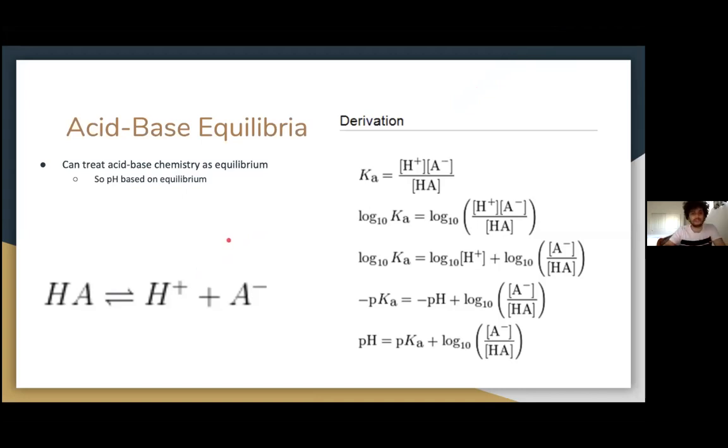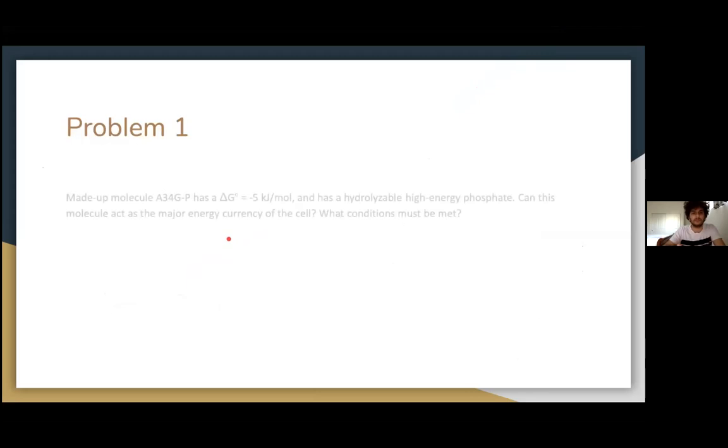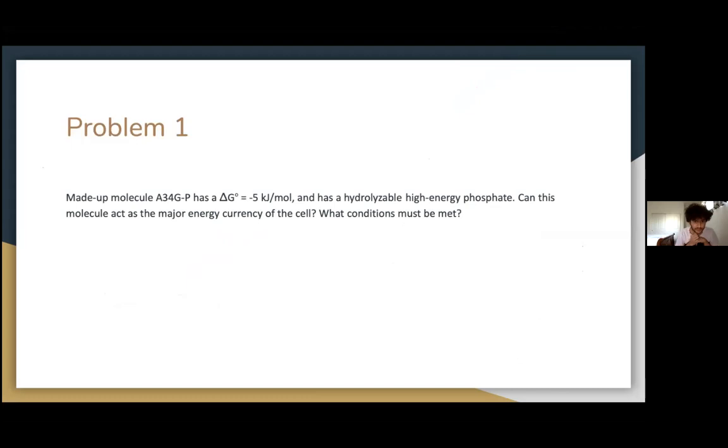All right, so let's just do one quick example problem. So there's this made-up molecule, A34G-P, P representing a phosphate group, has a delta G standard state of -5 kilojoules per mole, and it has a hydrolyzable high-energy phosphate. So I'll give you a minute or so, but can this molecule act as a major energy currency of the cell? And if so, what conditions must be met? So take 30 seconds to a minute, think about it, and if anyone wants to try and answer it, please unmute yourself.